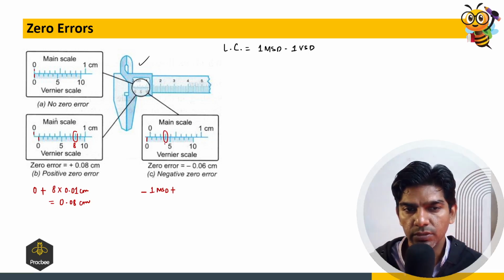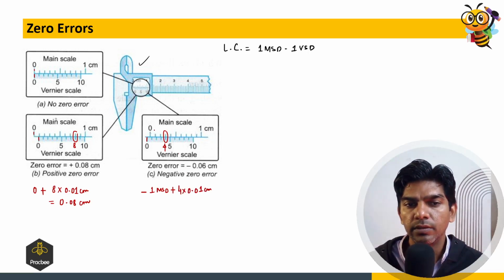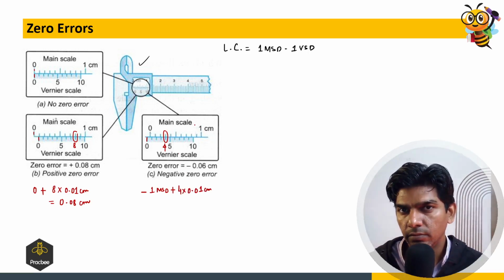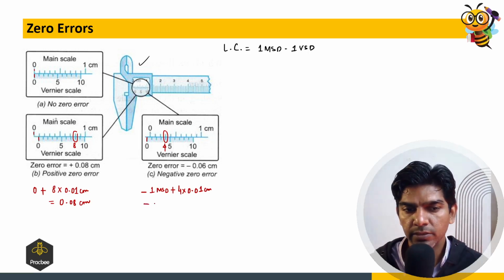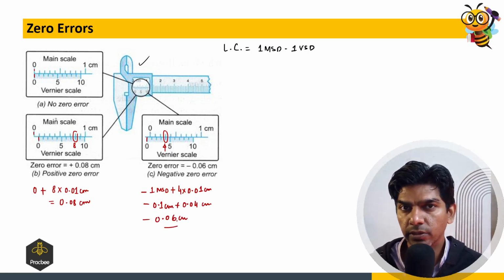So the 4th division is coinciding with the main scale. So 4 times the least count, which is 0.01 centimeter. The main scale's smaller division is 0.1 centimeter, so that will be minus 0.1 centimeter plus 0.04 centimeter, so that comes out to be 0.06 centimeter. So the negative zero error will be 0.06 centimeter.